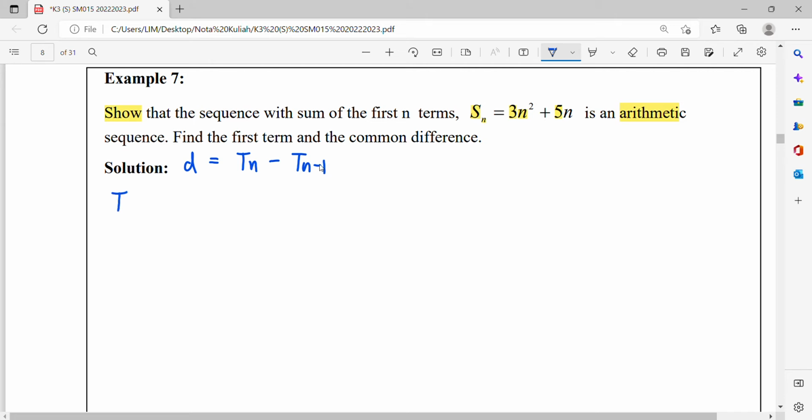So Tn, how can we find Tn using the sum of terms? We will use Sn minus Sn minus 1. Alright, so substitute Sn: 3n squared plus 5n, minus Sn minus 1. That means your n here is now substituted by n minus 1. So it will be 3(n minus 1) squared plus 5(n minus 1).